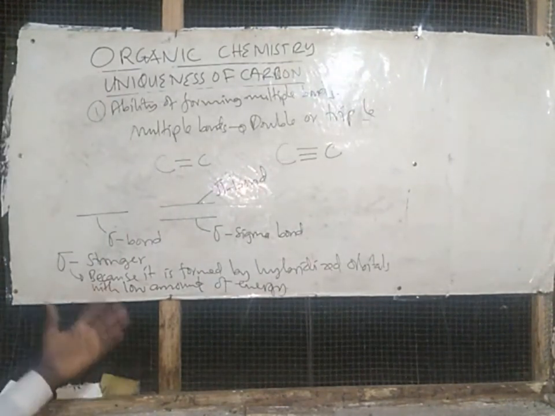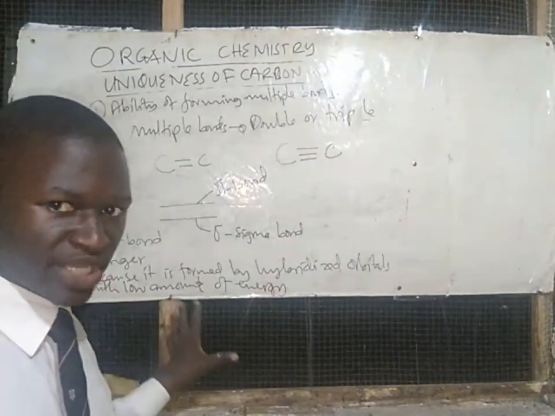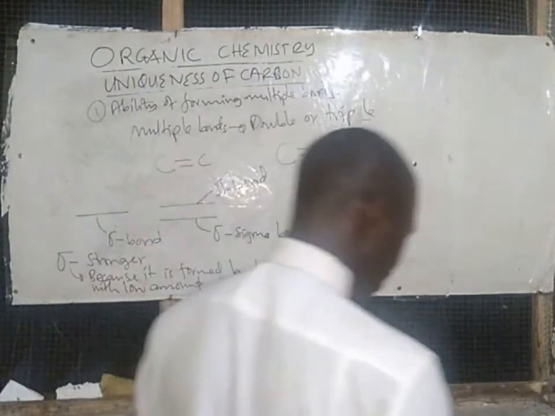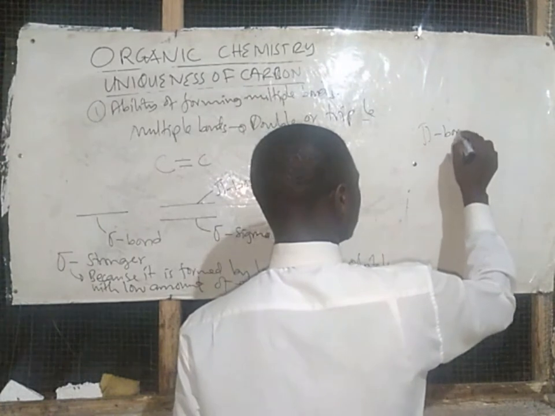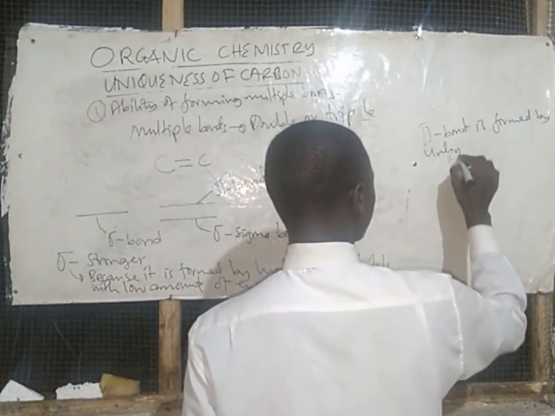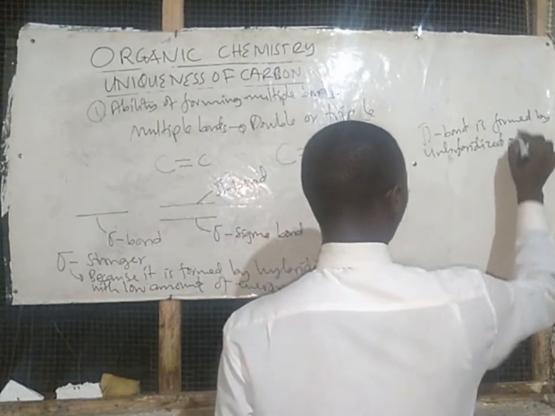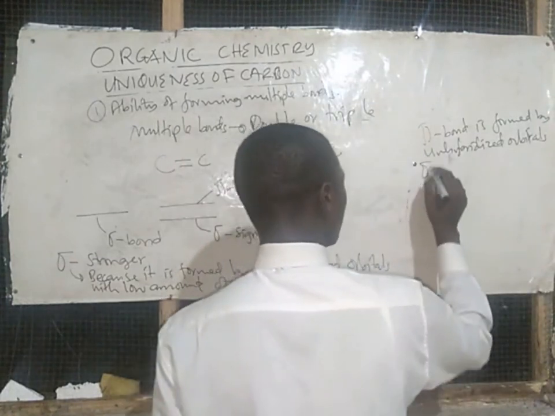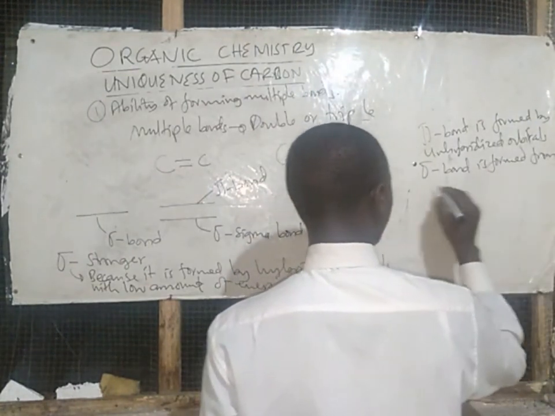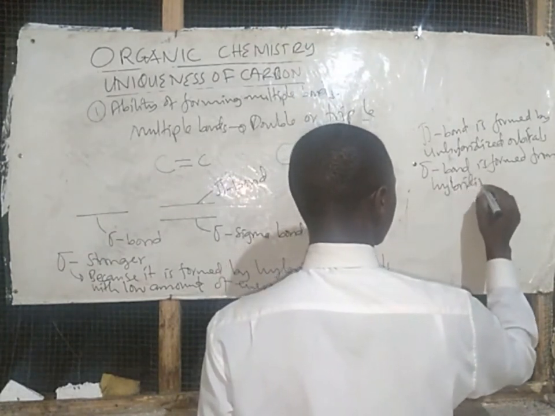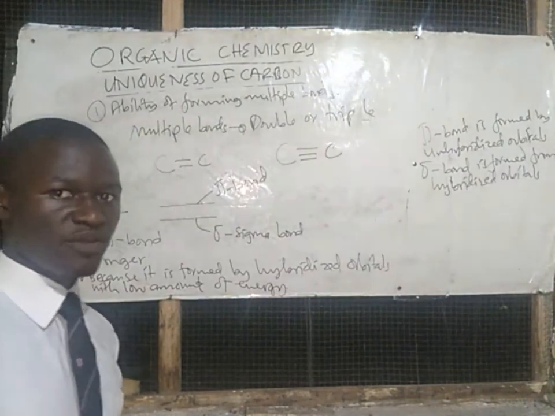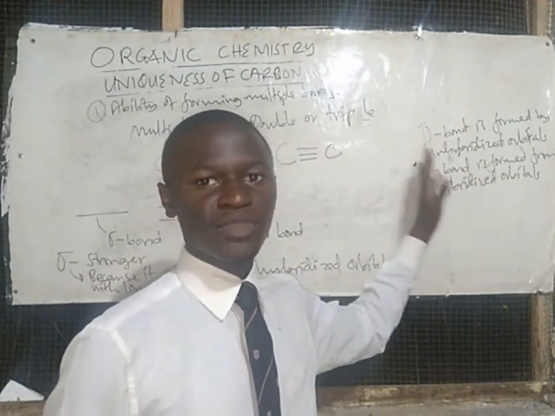You can see them as small concepts, but they are very important for you to understand. Because even in your general chemistry, you can be asked, why is sigma bond stronger than pi bond? So one among the major differences between sigma bond and pi bond is that the pi bond is formed by unhybridized orbitals, while sigma bond is formed from hybridized orbitals. So the pi bonds are formed by unhybridized orbitals, while the sigma bonds are formed by hybridized orbitals.